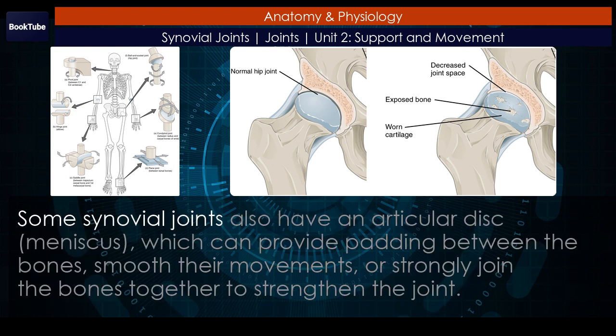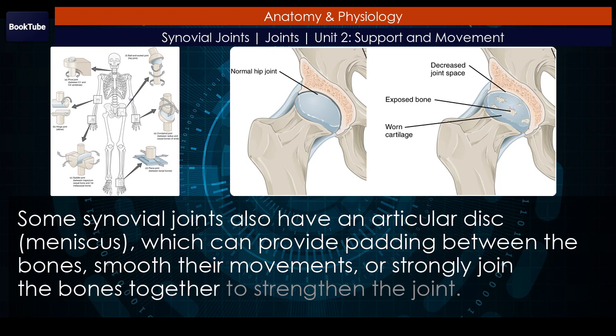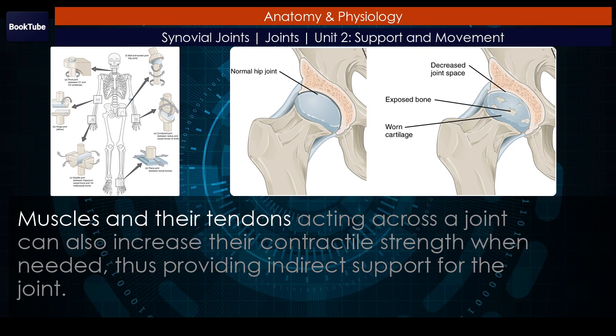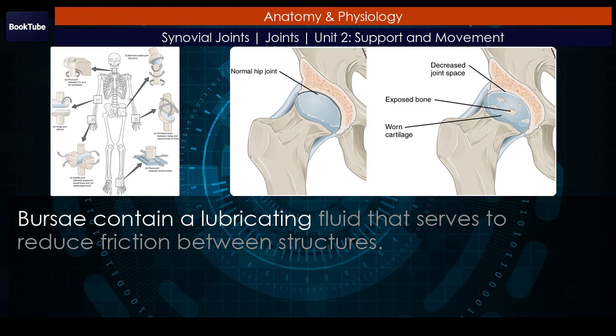Some synovial joints also have an articular disc, or meniscus, which can provide padding between the bones, smooth their movements, or strongly join the bones together to strengthen the joint. Muscles and their tendons acting across a joint can also increase their contractile strength when needed, thus providing indirect support for the joint. Bursae contain a lubricating fluid that serves to reduce friction between structures.